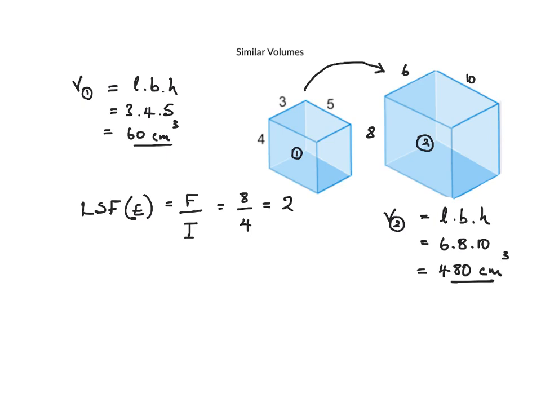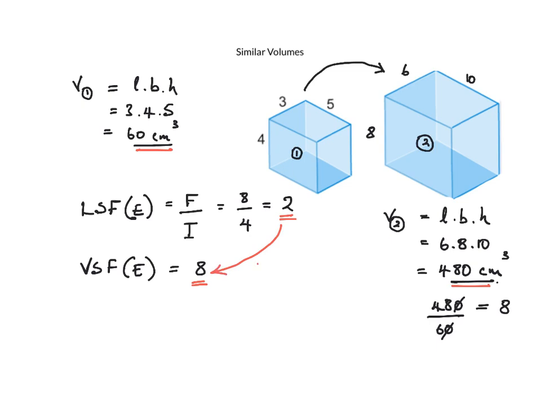cm cubed. Now the question is, how do we get from this 60 to this 480? Well, 480 divided by 60 is 8. So the volume scale factor is 8. And the question now is, how do we get from a length scale factor of 2 to a volume scale factor of 8?